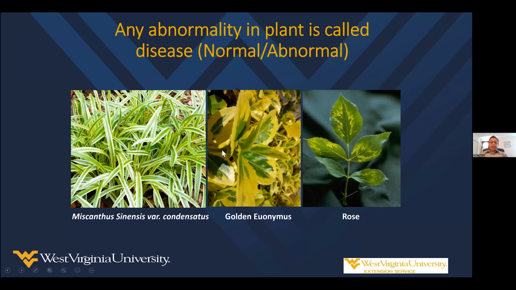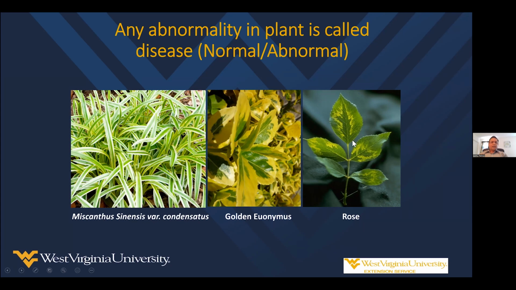These are called variegated varieties of these crops or ornamental plants, right? But on the right-hand side, when you look at the roses, how many times have you seen it? Not too many times. So it's probably something unusual. And this is actually caused by a virus we call mosaic or mottling of roses. So this is something unusual, and we will call it a disease.